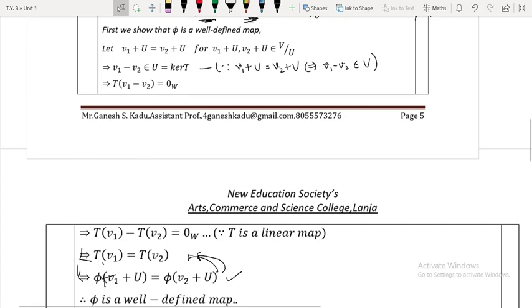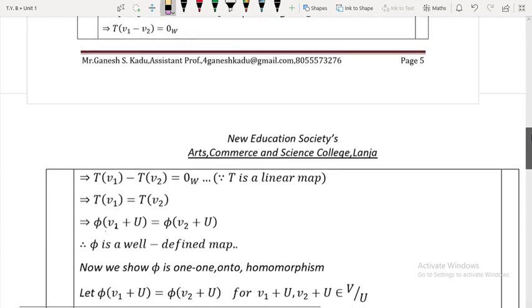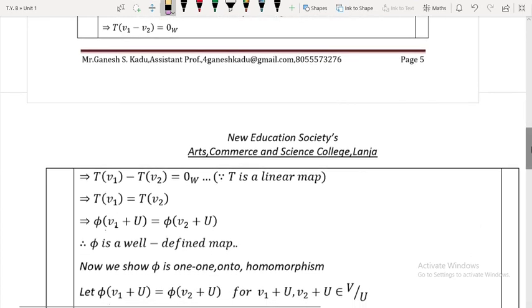So we have started with what? Phi of V1 plus U is equal to phi of V2 plus U, and what we have proved? V1 plus U is equal to V2 plus U. Okay, so therefore phi is 1 1 also, which I have written in the next step, which you can see here. So I have started with this equation.